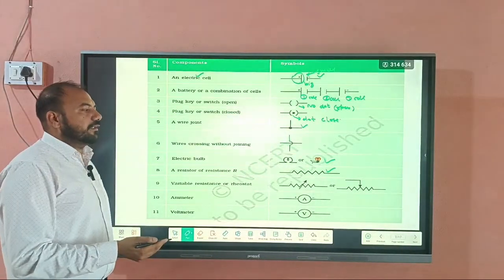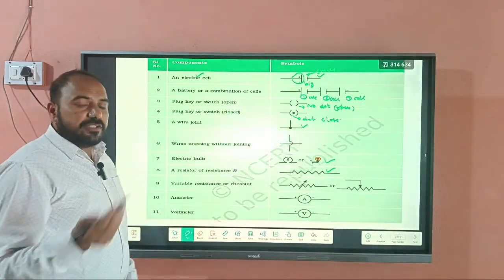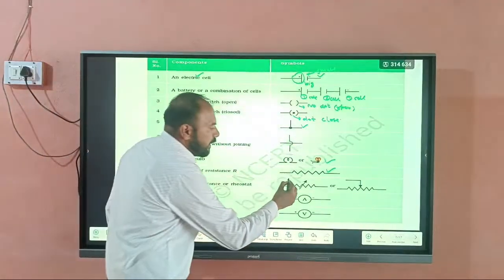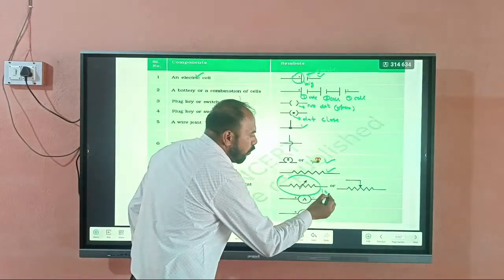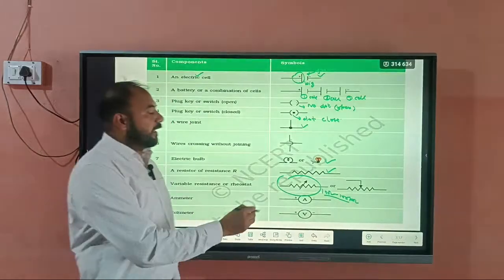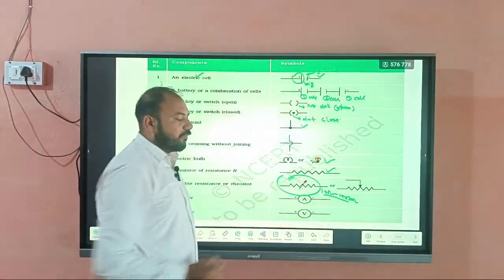There are two types of resistor. First is variable resistance and second is fixed resistance. A fixed resistance value does not change, while a variable resistance we can change the value, for example, 10 ohm to 100 kilo ohm. So we vary the value of the resistance of this device.